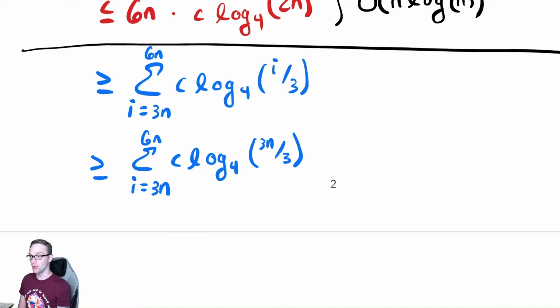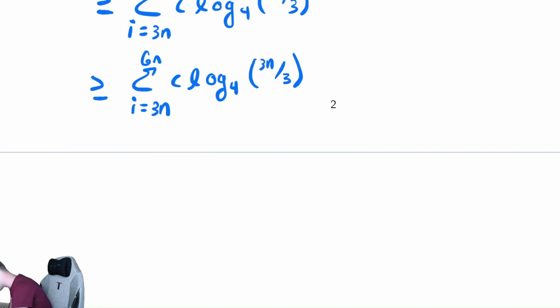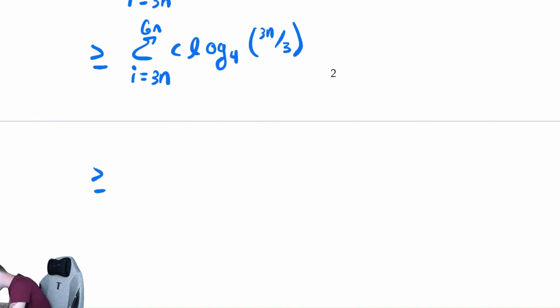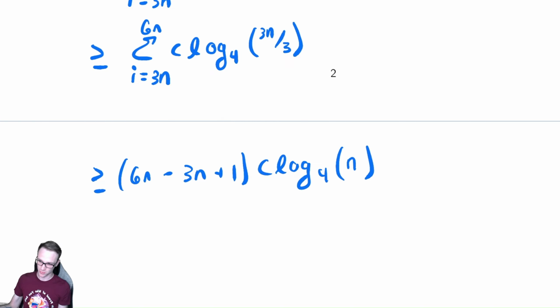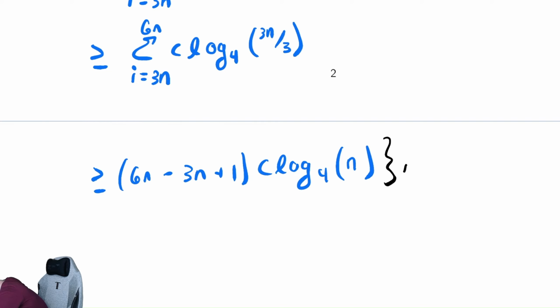And now all that remains to be done is to take the sum and multiply by the number of terms, just as we did before. This is greater than or equal to the top bound minus the bottom bound plus 1 times the inside, which is c log base 4 of 3n over 3, which is just n. And hopefully we can look at that and go, that's going to be 3n plus 1 times log of n. That's definitely going to be an omega of n log n. Omega of n log n.